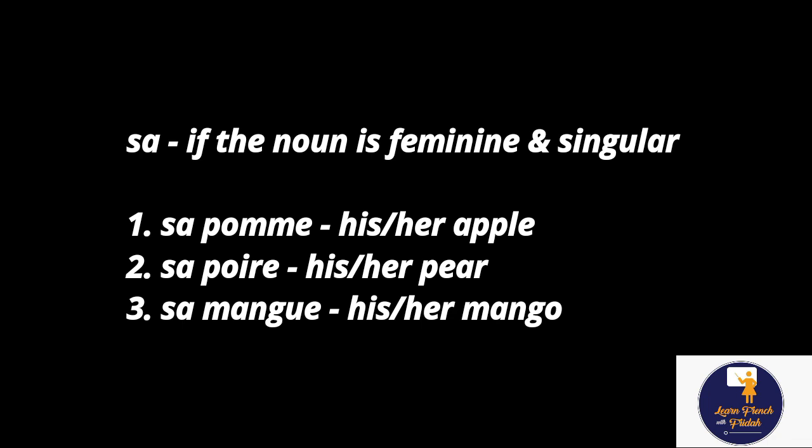Let's have some examples of when we use the possessive pronoun sa. We have said it when the noun is a feminine noun. Here are the examples. His apple or her apple will be sa pomme. Her pear or his pear will be sa poire. His mango or her mango will be sa mangue.